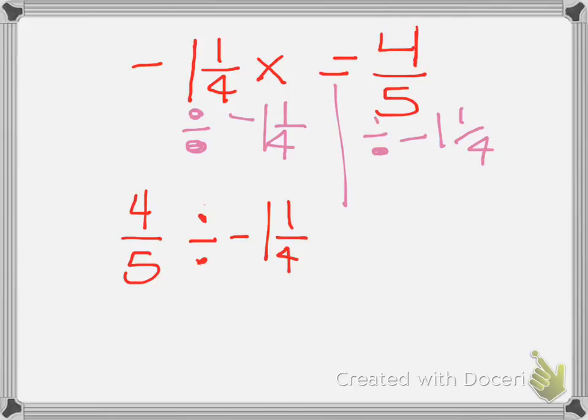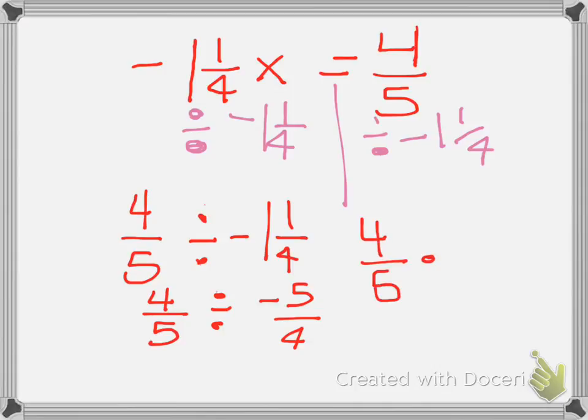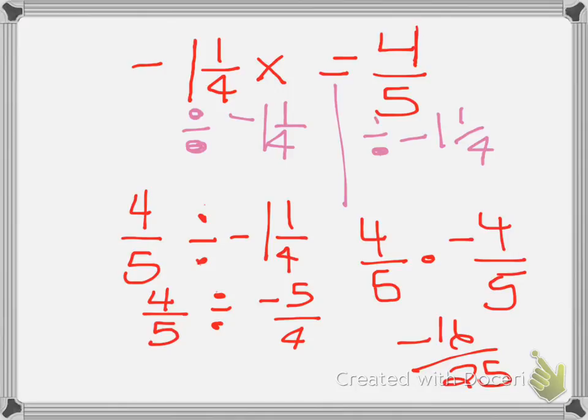Now we would remember to change this to improper, keep change flip, and multiply across are the 3 steps that we're going to follow. So 4/5 divided by -5/4. Okay, so then I have 4/5 times -4/5. That is a 5, so I've got -16/25 as my final answer for x. I can put that back in to make sure that that answer makes sense.